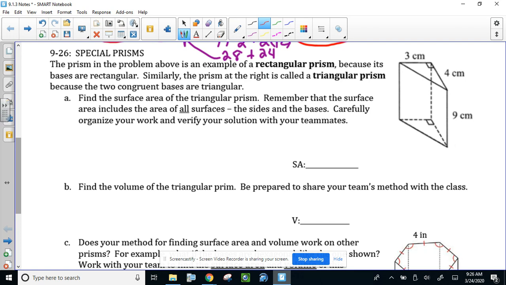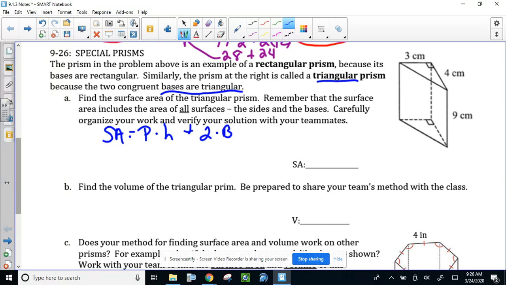It says find the surface area of the triangular prism. Remember, the surface area includes the area of all of the surfaces, the sides and the bases. If we think about the formula that we've come up with, our surface area is going to be our perimeter times the height plus 2 times the area of the bases, or the base area. It's called a triangular prism because the bases are triangular.